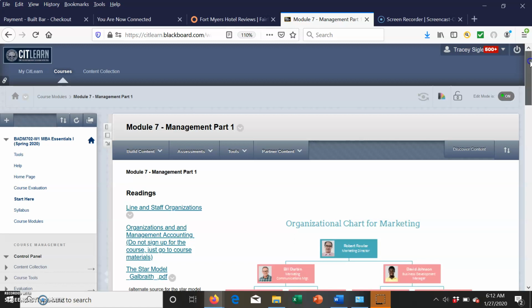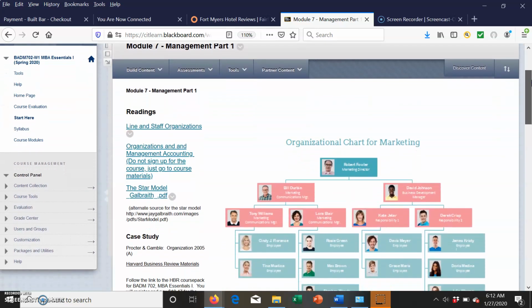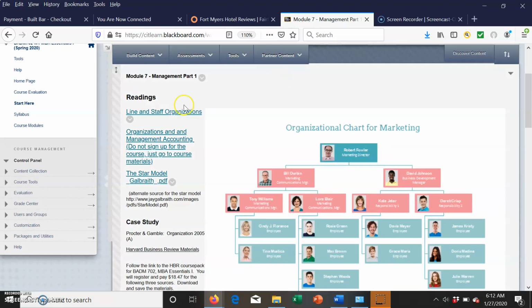So we're going to start out with looking at organizational design and organizational structure. You've probably all seen an organizational chart like you see here in Module 7. So the readings, the links are to the readings. The Galbraith reading is a PDF, so sometimes it's easier if you go to this other link.